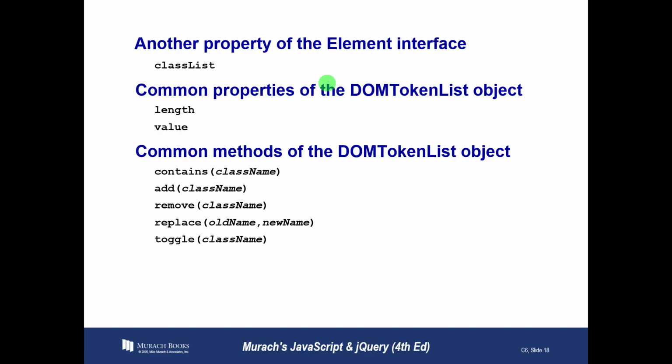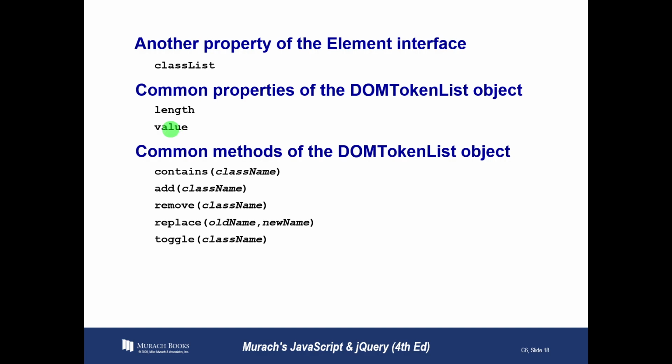So the element interface, so all elements have a class list property, and we can use that class list property. When we do that, it gets an object that contains all the class names that are in the class attribute for whatever element we're looking at. It has some properties. We can see the length. We can see how many classes have been applied to that element. And we can get the class names in a string that we can manipulate if we want to. But there's some methods too that are really, really handy.